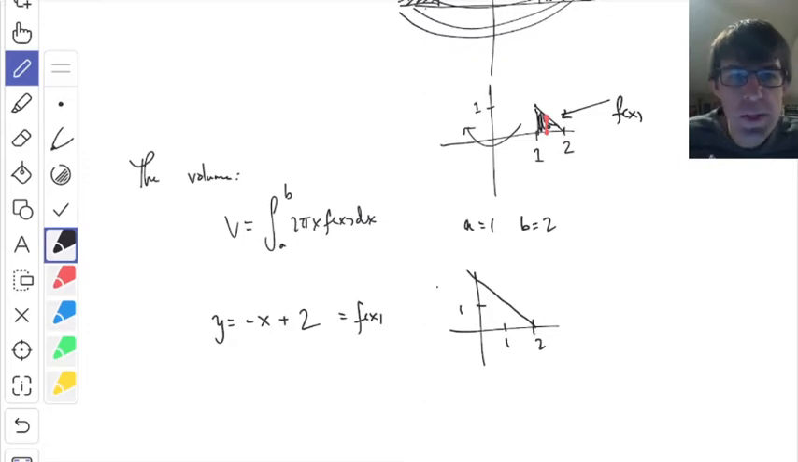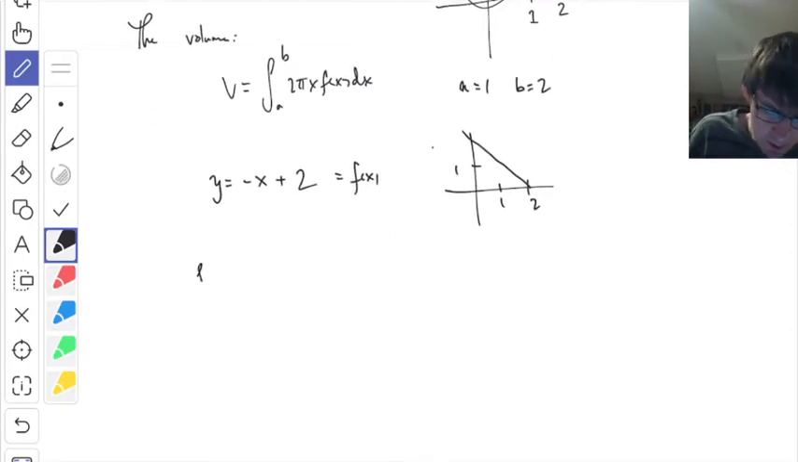In this case, you have to do a little bit of figuring to decide what exactly the equation for f of x is, but it's a line, so not a big deal. Let's just do it then. So the volume is the integral from 1 to 2, because that's the a and the b, and then I've got 2 pi x, and then I've got f of x, which is minus x minus 2 dx.